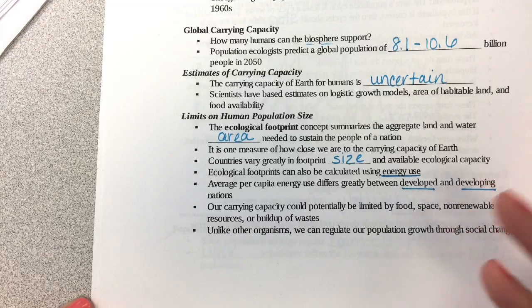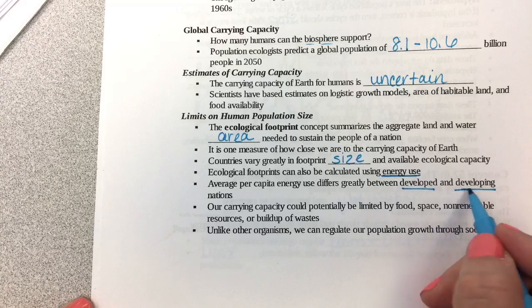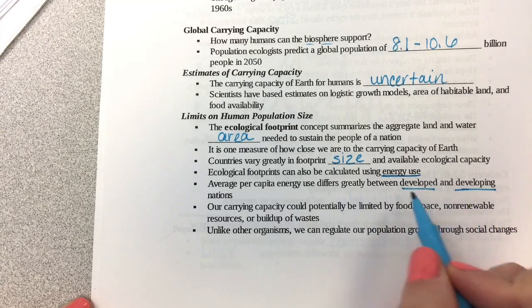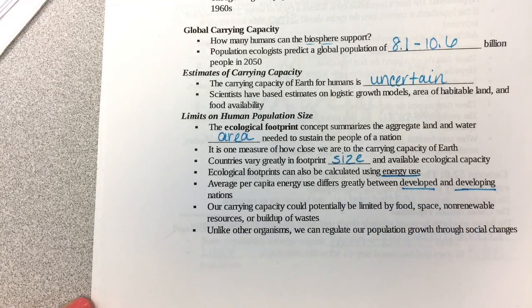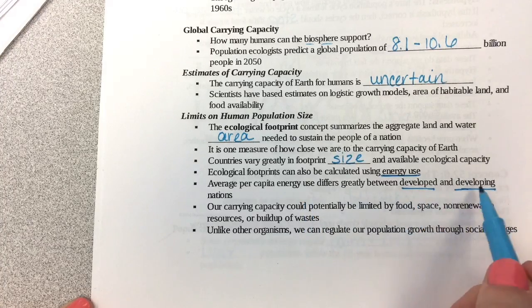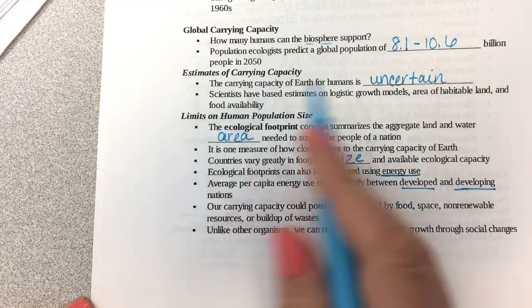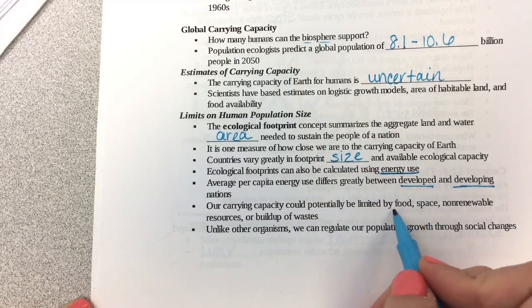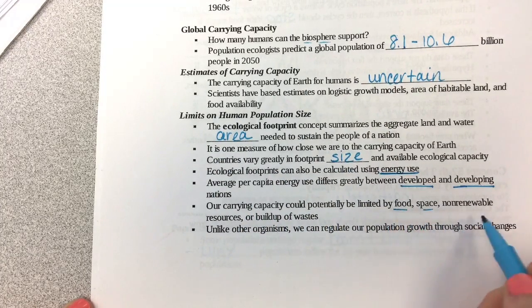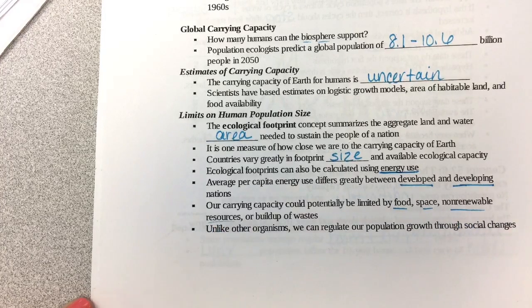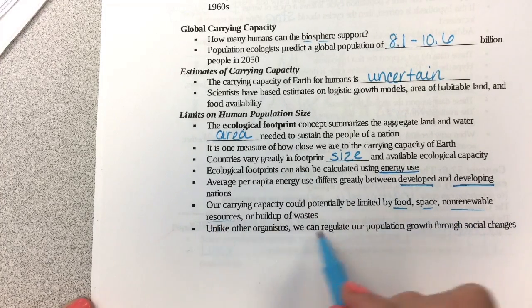Developing nations have greater birth rates. They have more of an agricultural society. They don't make as much money. And so we are definitely a developed nation, and our energy use is much greater than developing nations. So overall, globally, our carrying capacity could be limited by food, space, non-renewable resources like oil, and the buildup of waste. What are we going to do with all the waste?